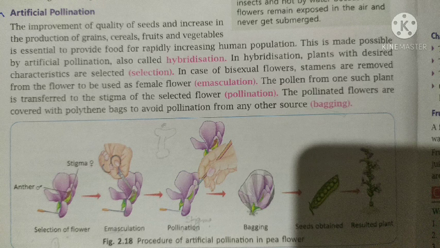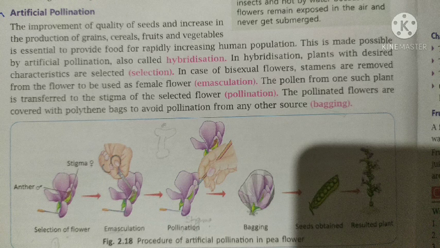For example, the two flowers which you have selected must have the desirable characters, such as high yield and disease resistance. So these are the desired characters in a plant. Then after that, the next step is emasculation.